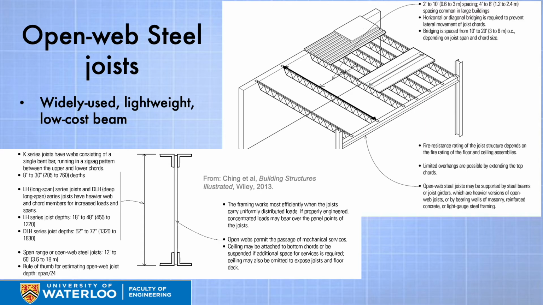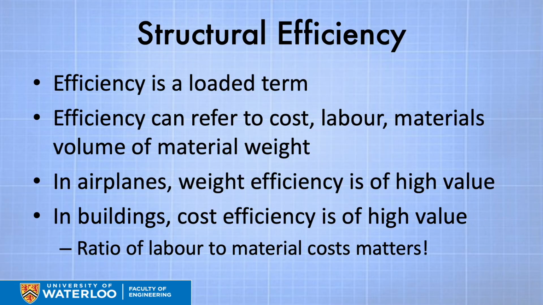The very common steel joist that we see, or the open web steel joist, is a parallel chord truss, all made of steel, and these are everywhere in longer span roofs and in a lot of medium span floors in commercial construction.